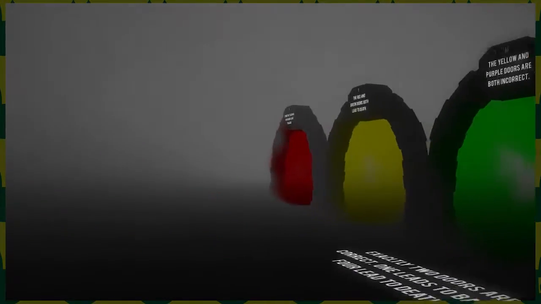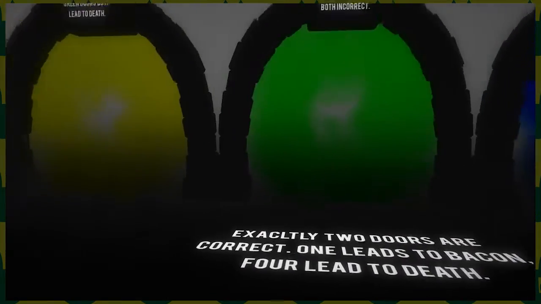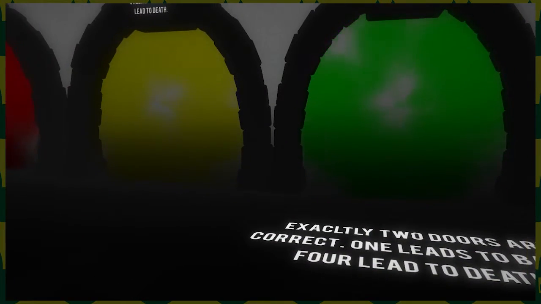Oh, red door leads to bacon. If you're true... And you're true... Wait, no. That can't be right. The door that leads to bacon is also correct. The red door leads to bacon. Both of those can't be correct, and that one can't be correct. So... Oh, it's because I have to match two of them. And I can't read all of them at the same time. Where the green door leads to bacon.